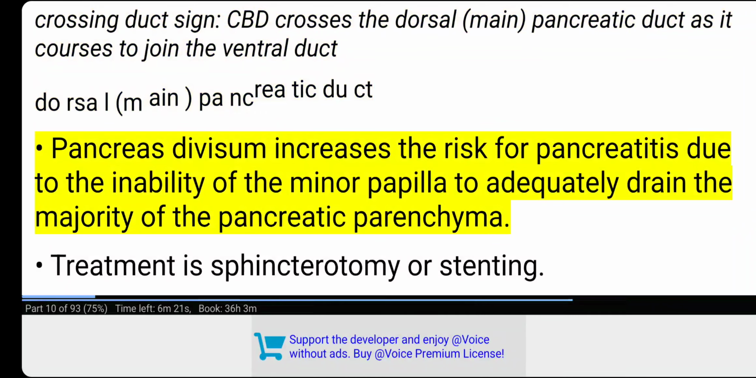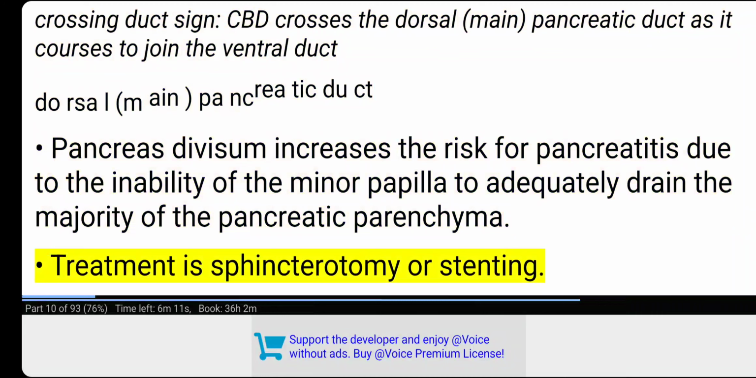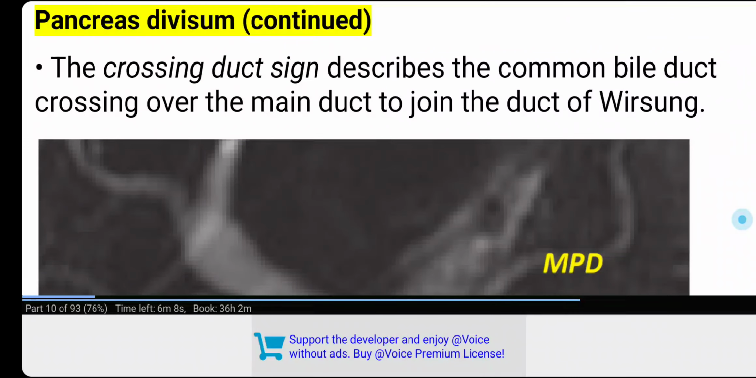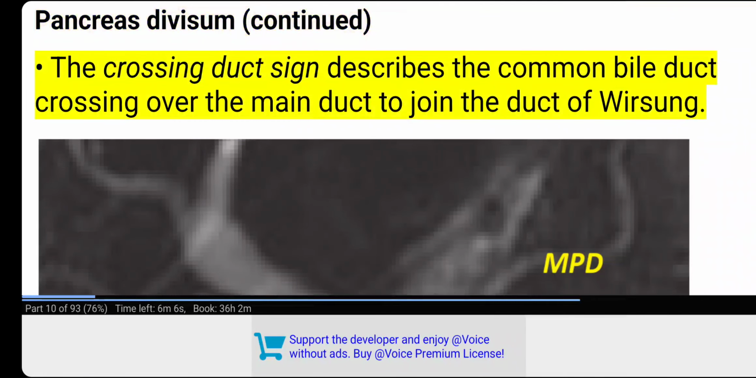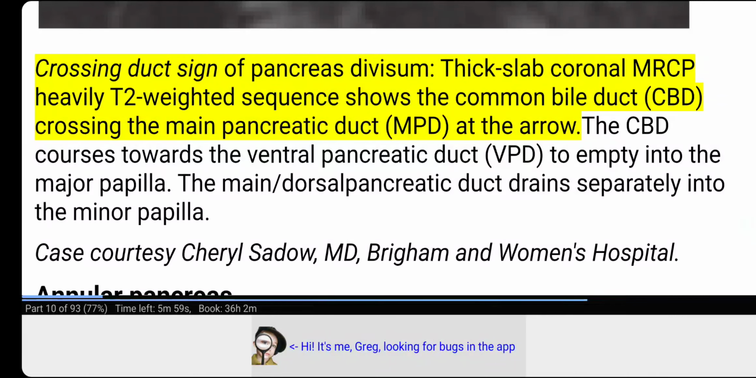Pancreas divisum increases the risk for pancreatitis due to the inability of the minor papilla to adequately drain the majority of the pancreatic parenchyma. Treatment is sphincterotomy or stenting. Pancreas divisum continued. The crossing duct sign describes the common bile duct crossing over the main duct to join the duct of Wirsung. Crossing duct sign of pancreas divisum.